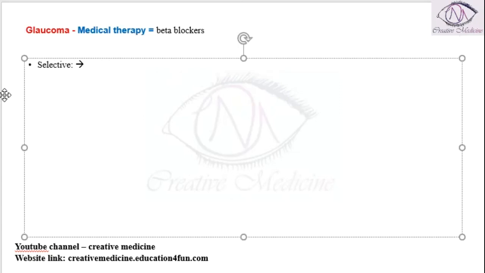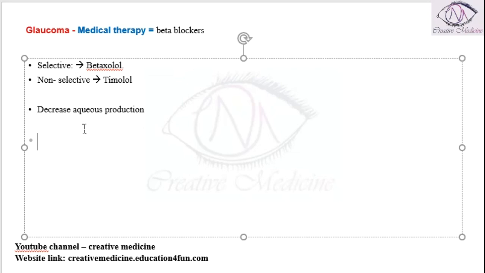In the beta blockers, we can use selective beta blockers like betaxolol, or non-selective beta blockers like timolol can also be used. These beta blockers will decrease the production of aqueous humor, thus they will decrease the glaucoma.